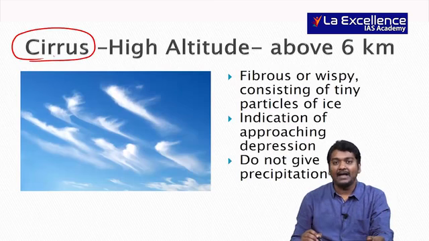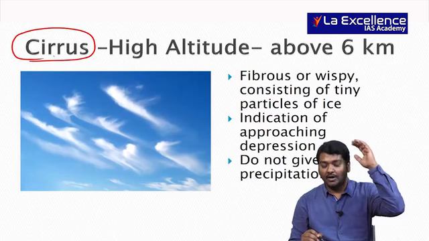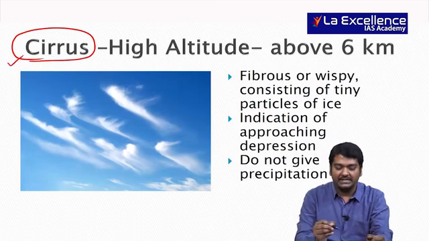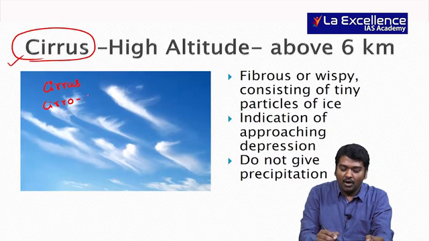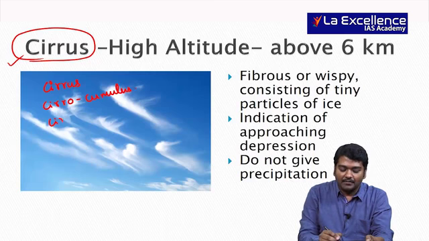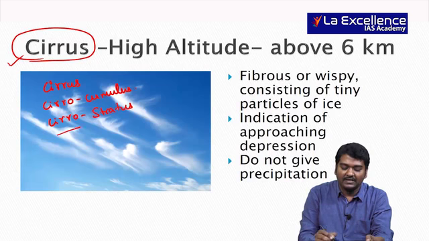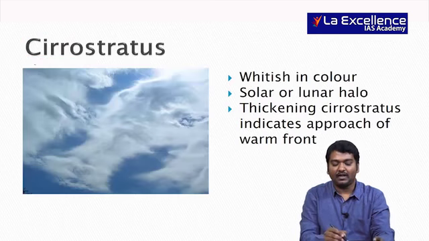Then you have cirrus. High altitude, you usually see cirrus. So first, you have cirrus. I will add cumulus to it: cirrocumulus. I will add stratus to it: cirrostratus. Ice particles are present.